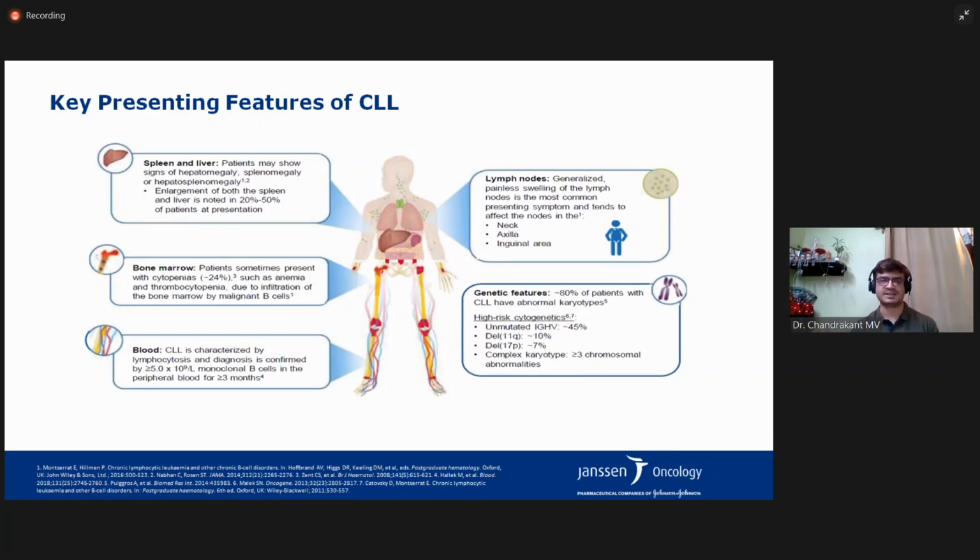Whereas at the other extreme, as the CLL progresses, they tend to develop generalized lymphadenopathy, and then they start having marrow disease, where they have low hemoglobin and then low platelets, and then further on they start developing B symptoms, and they may also have a bulky spleen, bulky liver, bulky lymph nodes, and so on.